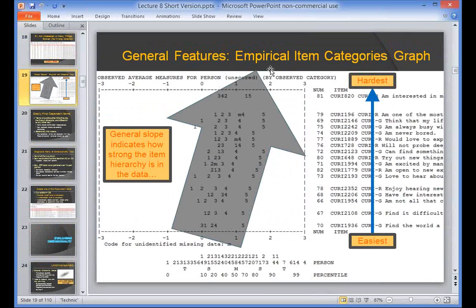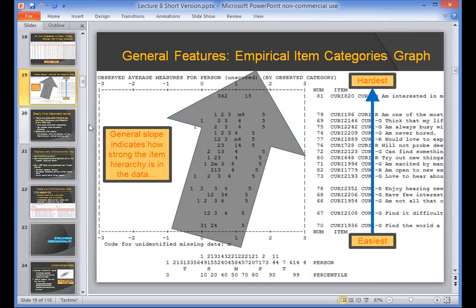Another table that you're going to look at is called the empirical item categories table. And this is going to essentially give you the difficulty level of each level of the items. Okay? And the items are going to be over here on the right, and they're going to vary from easiest at the bottom to the hardest at the top. And kind of the general slope of this is going to give you an idea of how strongly the item hierarchy is represented in the data.